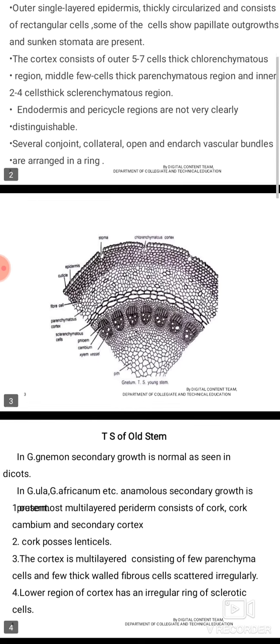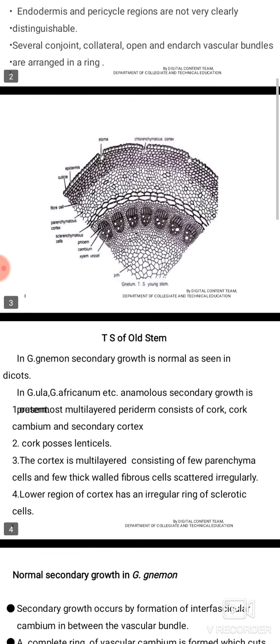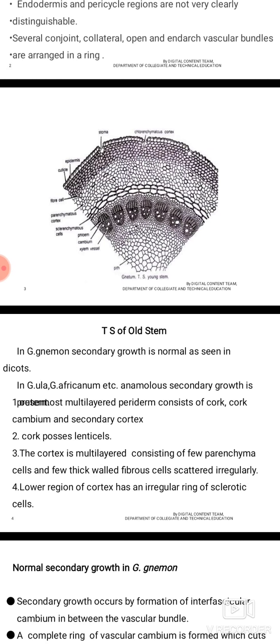Coming to the transverse section of old stem. In Neetum neumon, secondary growth is normal as seen in case of dicots, whereas in Neetum ulla and Neetum africanum, anomalous secondary growth takes place and it shows the presence of the multilayer periderm consisting of cork, cambium and secondary cortex. The cork possesses lenticels.